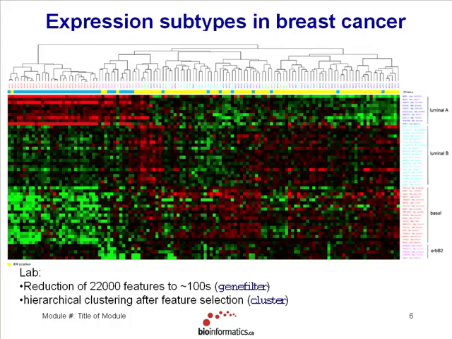So one of the things that we're going to do in the lab is use this package called genefilter. By the way, sorry, these annotations are not on the original slide, so you can scribble these in if you want. So we're going to figure out how to take a list of 22,000 features in our original data set, and we're going to learn how to collapse those down to about 100 or less using a package called genefilter. And then we're going to try to reproduce this plot using hierarchical clustering after feature selection, and this is with the cluster package. And these are packages in R and Bioconductor.